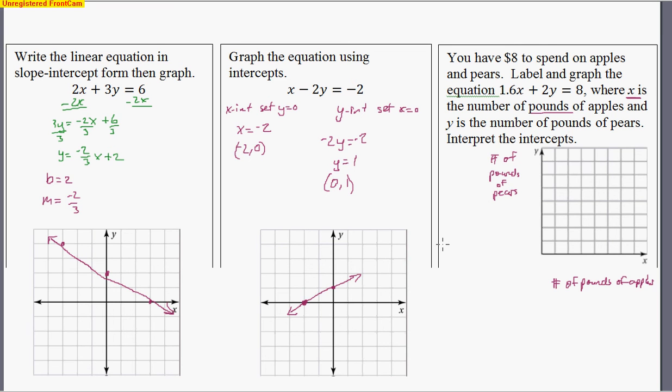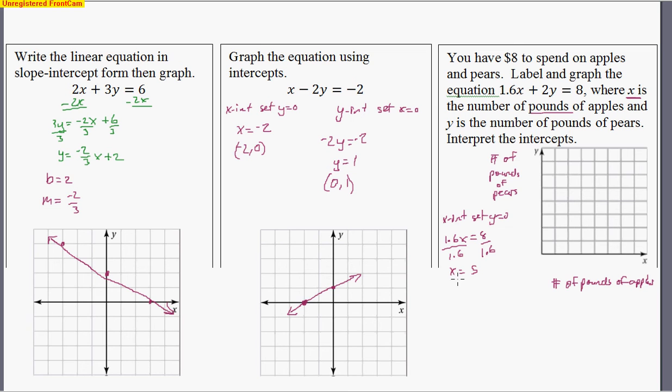So let's start by taking a look at finding what those intercepts are. So I'm going to find out what the x-intercept is to start with. So the x-intercept, remember I set y equal to 0, and I cancel out that y term. I'm left with 1.6x equals 8. So I divide by 1.6, and x is going to end up equaling 5.